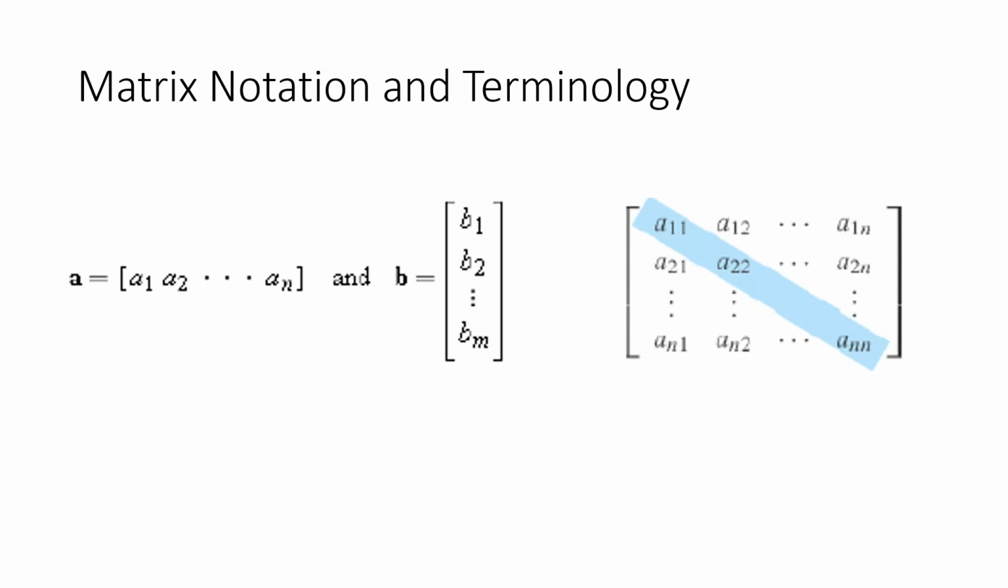Now, a matrix A with n rows and n columns is called a square matrix of order n. And so this one. And these entries along the diagonal are called the main diagonal of A.